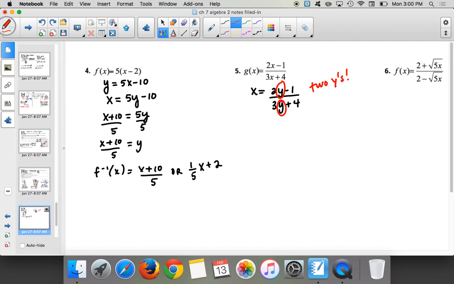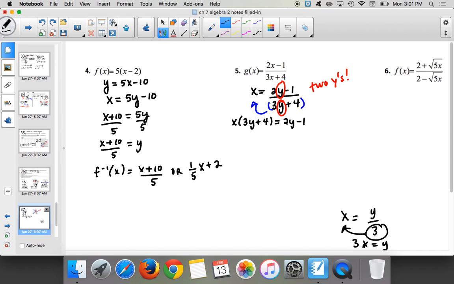So in order to do this, we're first going to get everything on one line, meaning we're going to take that denominator and multiply it to the other side. You're just multiplying your denominator over, just like if you had, we can write 3x equals y. We're just taking that and multiplying it to the other side. All right, and then we're going to distribute. So we're going to get 3xy plus 4x equals 2y minus 1.